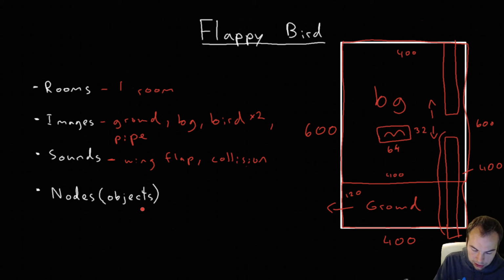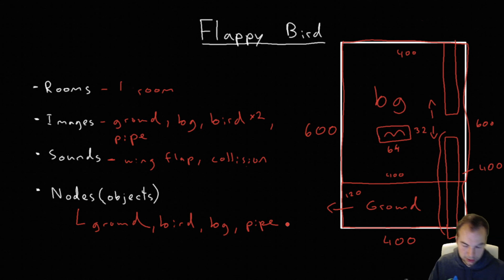And then nodes or objects. So this is what represents all the things that we need in our game. Well, nodes and objects almost always correspond directly to how many images you have. So in this case, we're going to have a ground node, which is going to move. We're going to have a bird. We're going to have a background. And we're going to have a pipe. These are the nodes that I can think of so far. Yeah, let's just stick with this. Moving on.